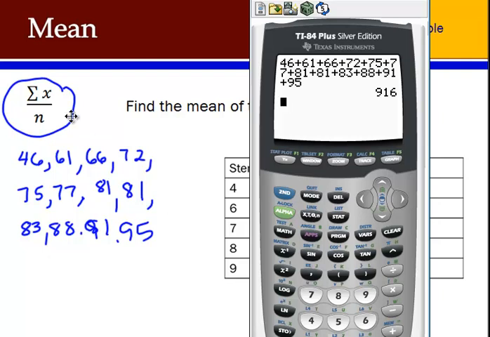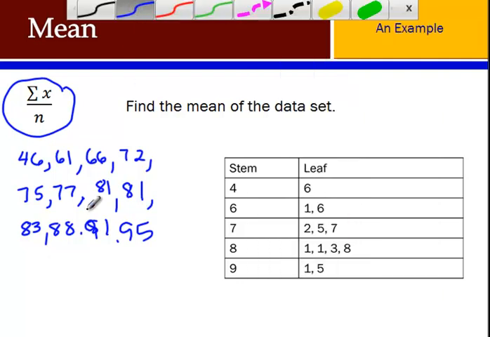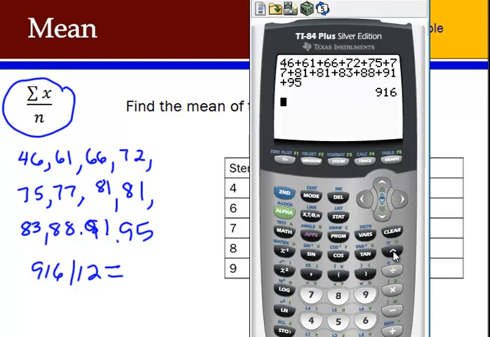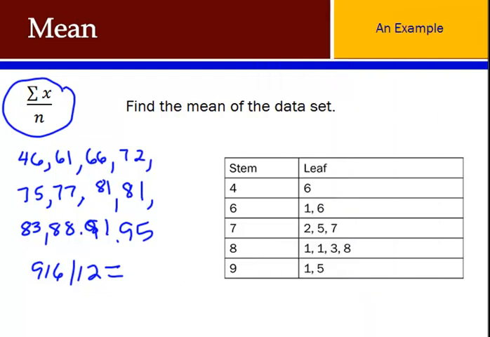And there are 12 items. Remember, we counted before that there are 12 items in our data set. So we'll take our 916 and divide it by 12. So divided by 12, and we'll get the average or mean of this set to be 76.3 repeated, and depending on the number of places that you're asked to round to, we'll say it's approximately 76.3.